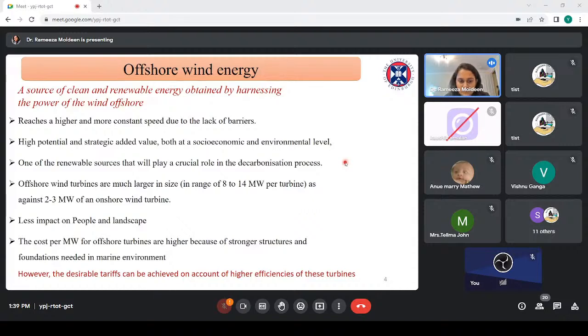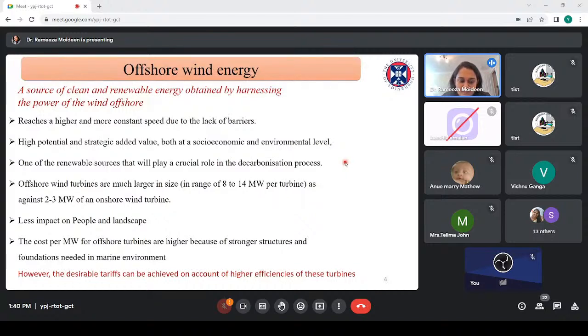Onshore wind turbines can produce about 2-3 megawatts of electricity, but offshore wind turbines are much larger in size and can produce up to 8 to 14 megawatts per turbine. This causes less impact on people and landscape, which is the most important part, because in India we already have different onshore wind turbines in parts of Tamil Nadu, Maharashtra, and Rajasthan. The main problem for the environment is that it affects the people living around, if it's densely populated, and it also affects the landscape. These disadvantages of onshore wind we can eliminate with offshore wind turbines.